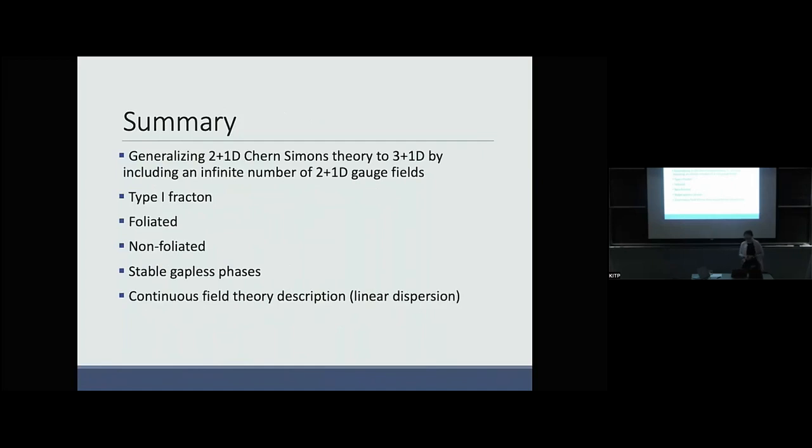All right, so that's all I want to say. What I tried to show you is how we generalize the 2+1D Chern-Simons theory to 3+1D by taking an infinite number of these Chern-Simons fields and summing them together. We managed to get some very interesting examples: type 1 examples, foliated examples, non-foliated examples, and also some stable gapless examples. And Haah and I were able to find a continuous field theory description for the gapless case when the gapless point has a linear dispersion.